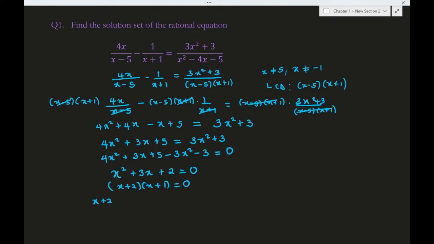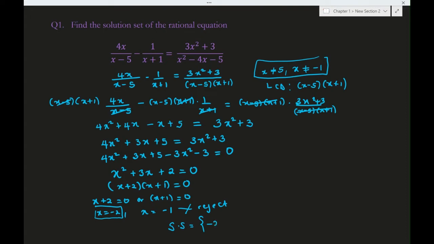So from here, using our zero product principle, it means that either x plus 2 equals 0 or x plus 1 equals 0, or both of them could be 0 as well. So here we have x equals minus 2, or x equals minus 1. But we already said from the beginning that x cannot be minus 1, so this has to be rejected. Then what is left is just x equals minus 2. So the solution set for this problem is just minus 2. Okay, now that's the end of the first question.